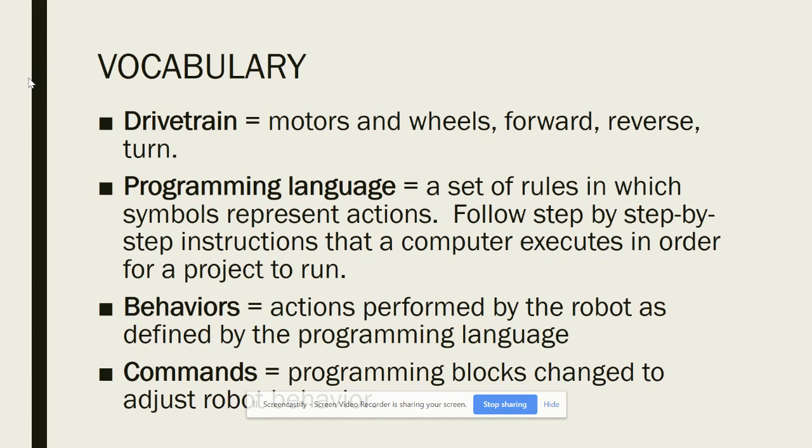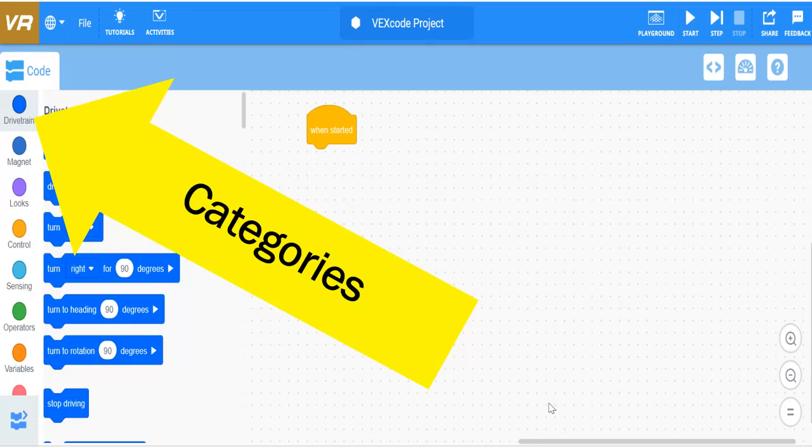And the last key term is commands. A command is a programming block used to adjust robot behavior. These commands can be for action, they can be for sensing, they can be for performance, they can be for all kinds of things. These commands need to be in sequence. These commands you can control.